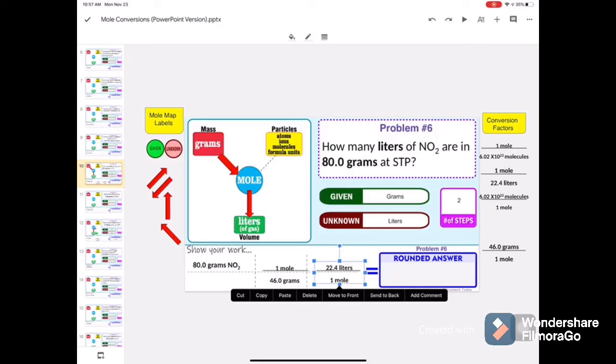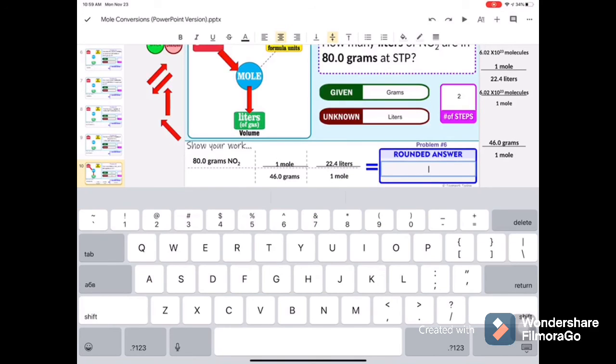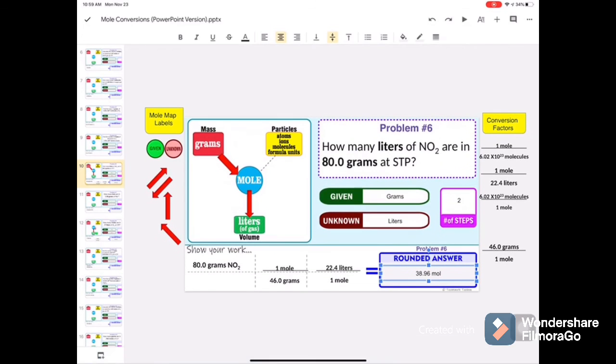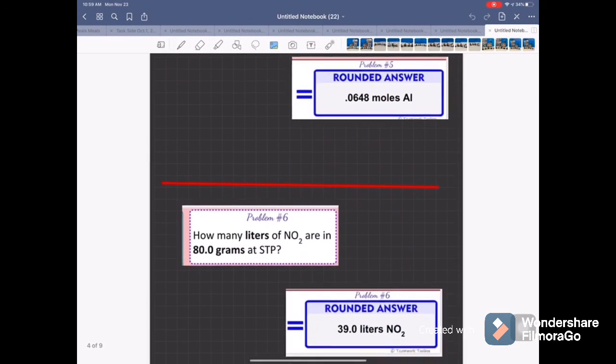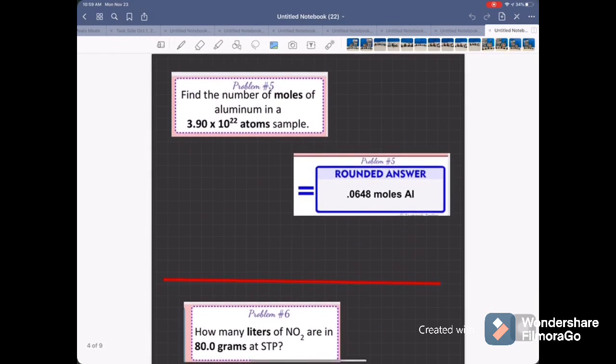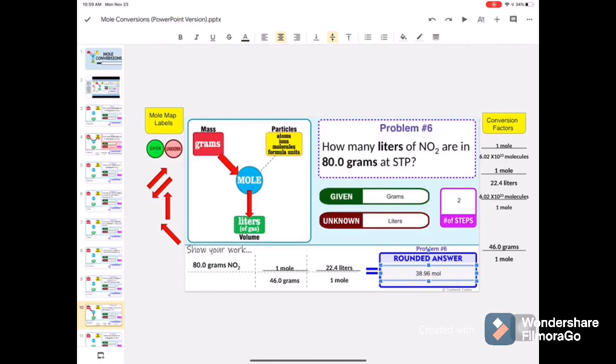And not just to be formal, I could show you, I'd hit divided by 1. 80 times 1 times 22.4. I'm not going to hit equals. I'll just keep going and hit divided by 46, divided by 1 equals 38.96 moles. Now let me go quick and check. Yep, 39. They rounded it up for me. Sweet. All right, so that's just how I roll through it in my head.